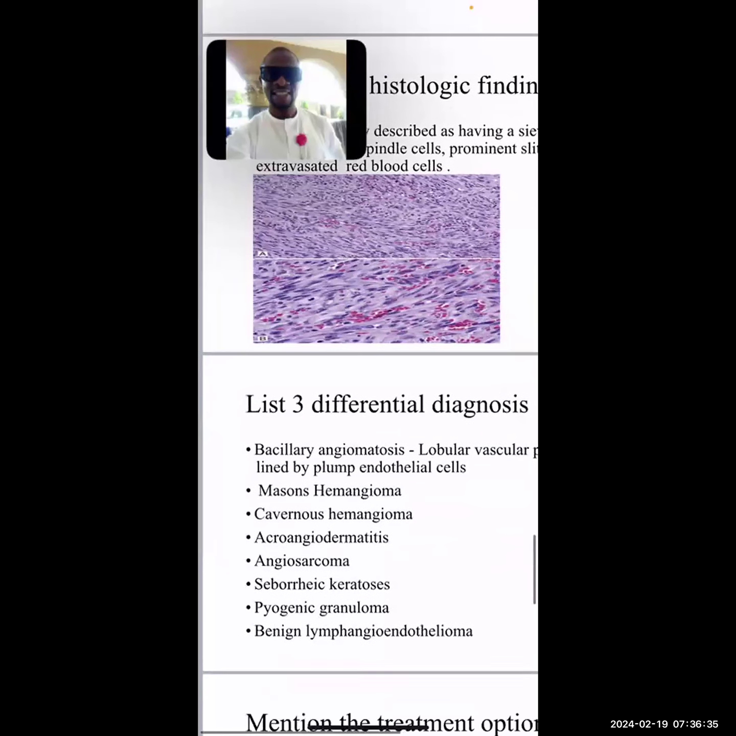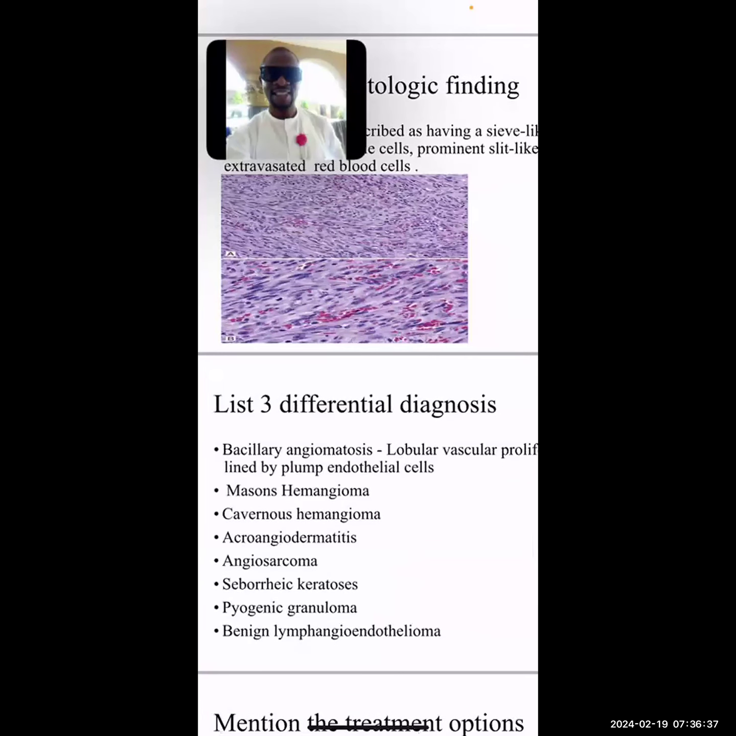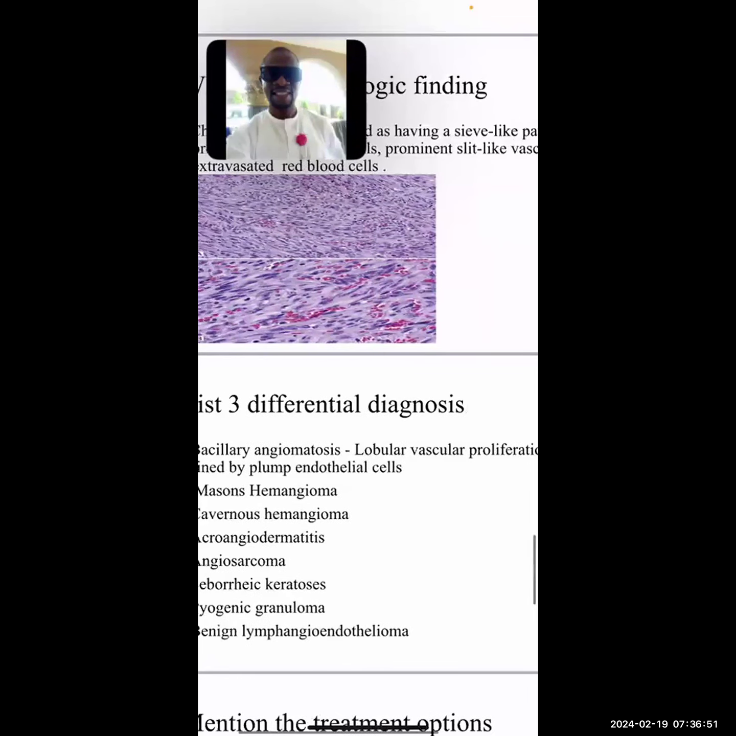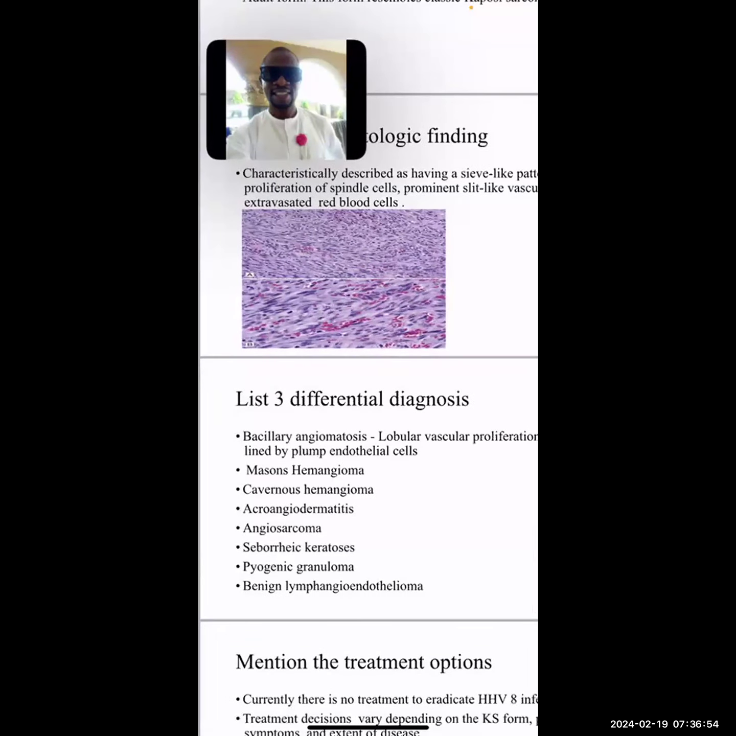So the next question is list 3 differential diagnoses. So I listed as many as possible. Bacillary angiomatosis will come first on our list. It's usually difficult to clinically distinguish this from Kaposi. However, when you do your biopsy, you'll see lobular vascular proliferations of the vessels lined by plump endothelial cells in patients who have bacillary angiomatosis.